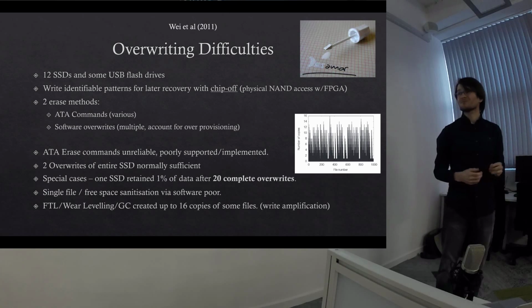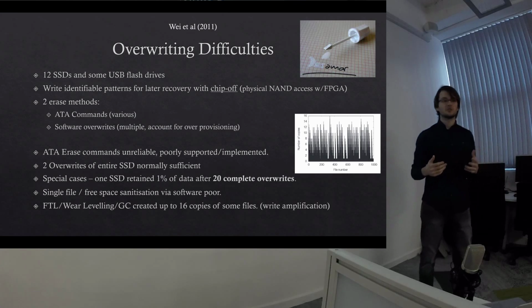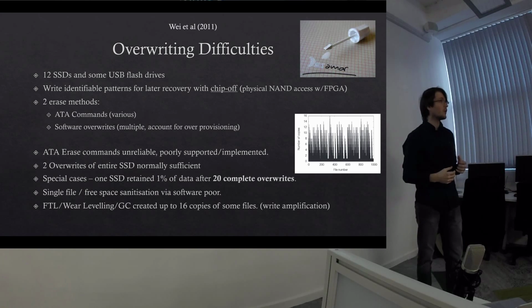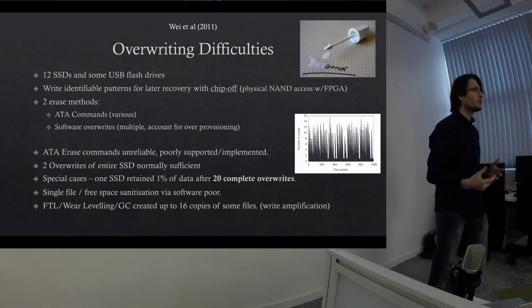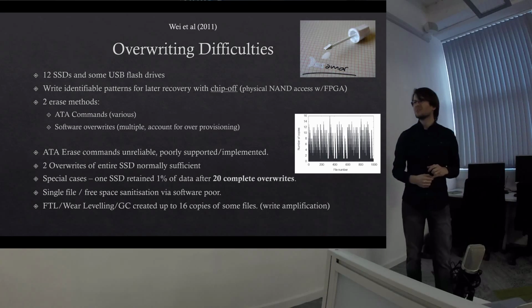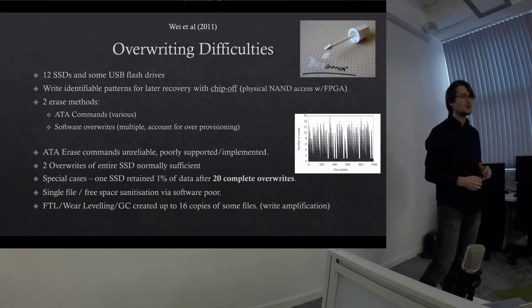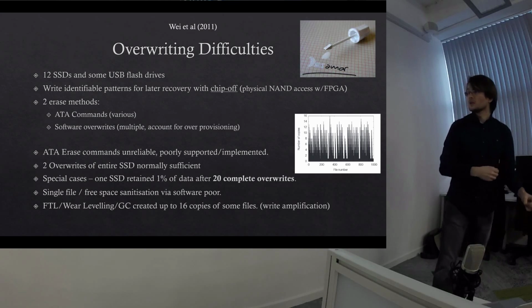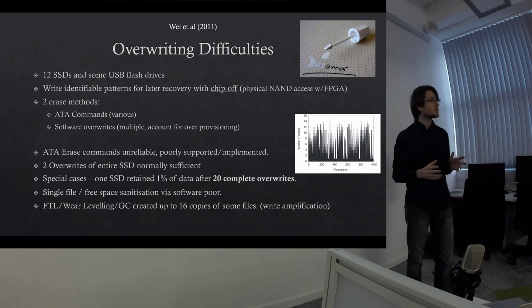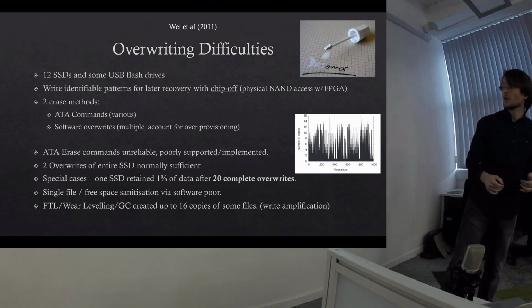So they found that the ATA erase commands were unreliable. And this was mainly because the manufacturers hadn't implemented them properly or supported them at all. So even if they're part of the spec, it doesn't mean they've actually bothered to implement them. And they were basically useless. If you're going to wipe your disk, don't do it via one of these mechanisms, at least if you get any of these 12 drives. Two overwrites of an SSD using software mechanisms was found to be sufficient. So if I write zeros to my disk twice, that's basically the entire thing done.